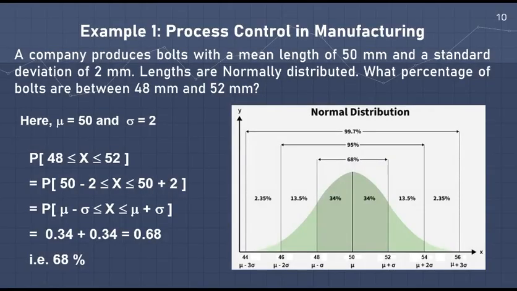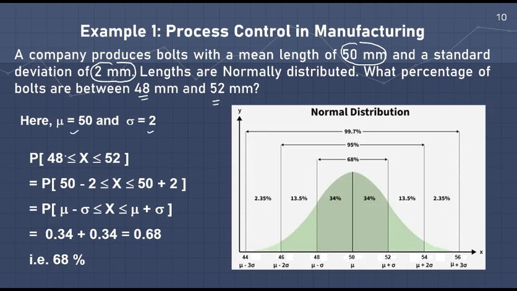Okay. Now let us start with a problem. The problem is related to process control in manufacturing. A company produces bolts with a mean length mu of 50 mm and a standard deviation of 2 mm. Lengths are normally distributed. What is the percentage that the length lies between 48 and 52? So this is your mu, this is your sigma.